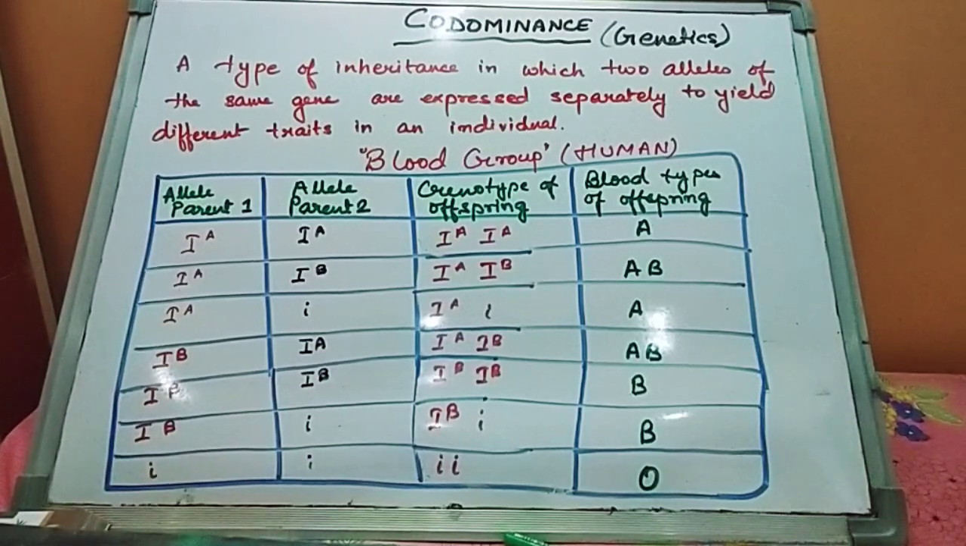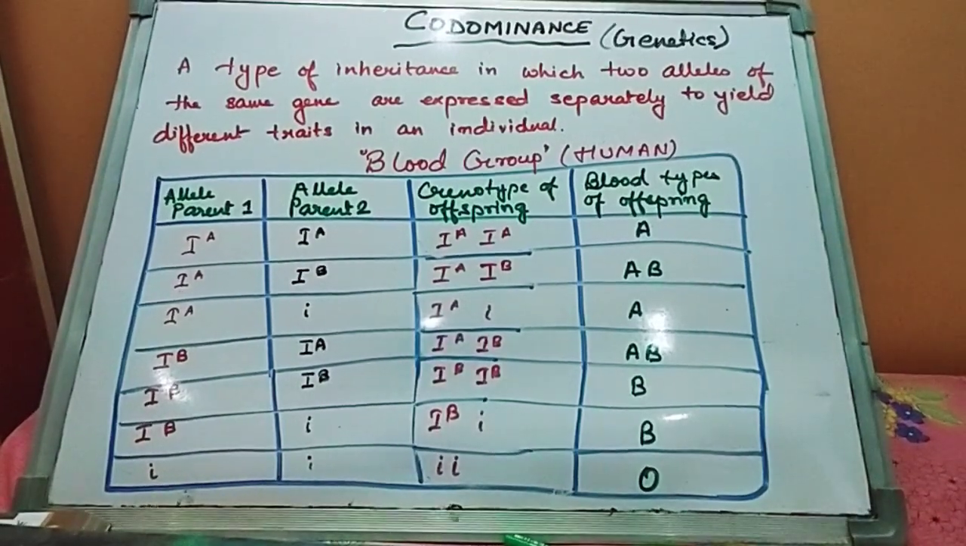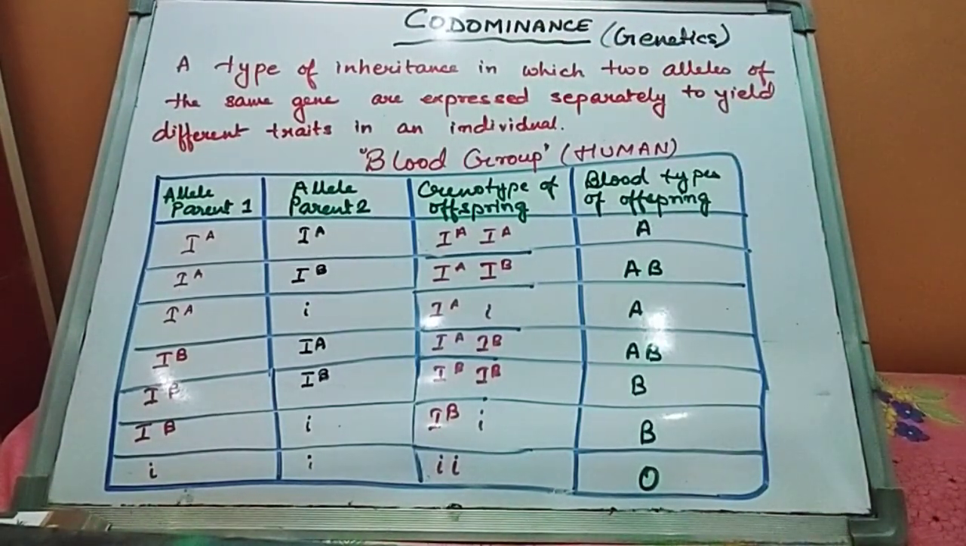So again with the same chapter, genetics, after monohybrid cross and incomplete dominance, the next important part of this chapter is codominance. From the word itself you understand codominance. That means the in-between dominating trait. So the definition I wrote here, you can see over here: a type of inheritance in which two alleles of the same gene are expressed separately to yield different traits in an individual. That means the gene is the same, but the two alleles of a particular character are expressed in a different way.